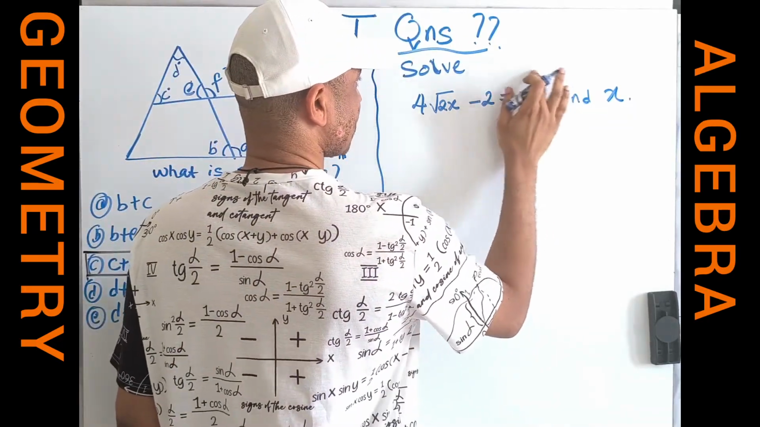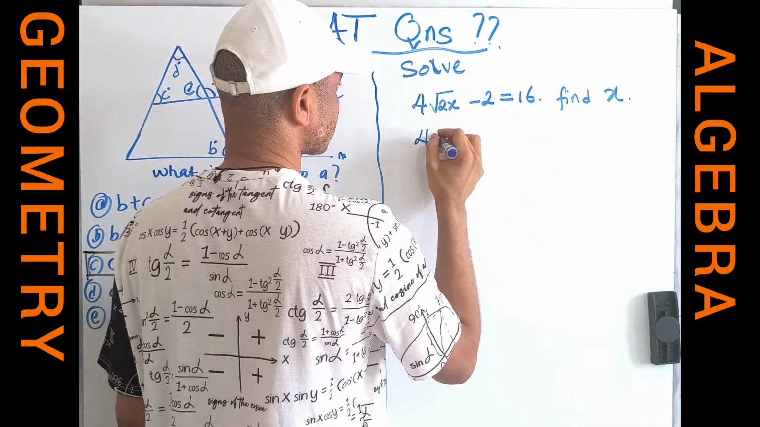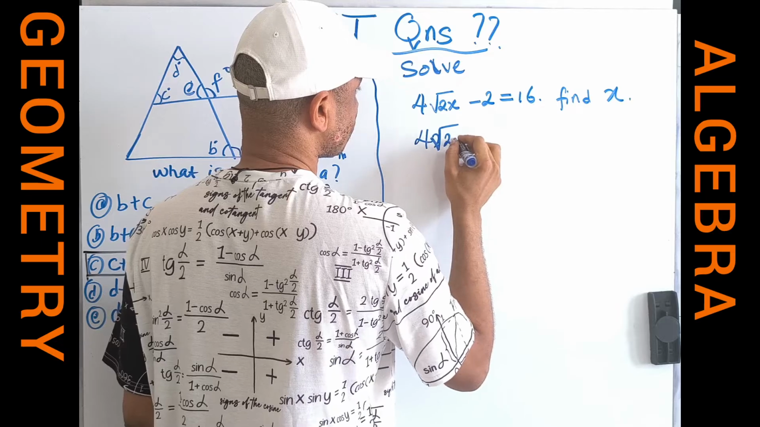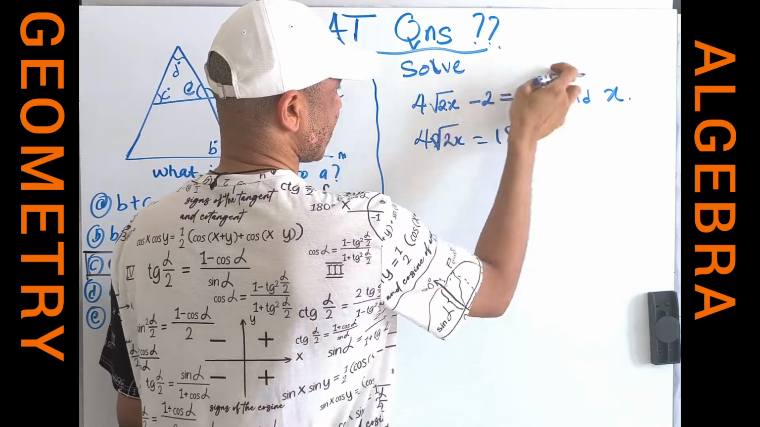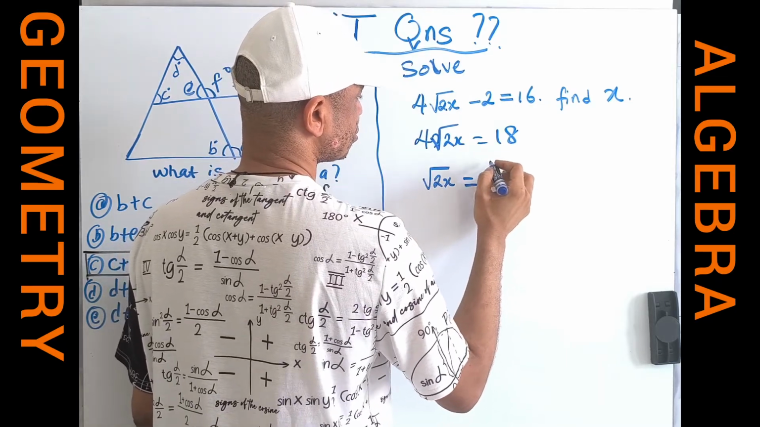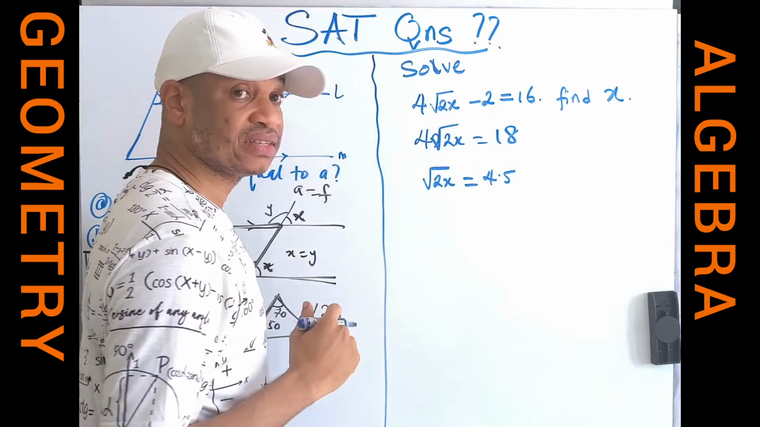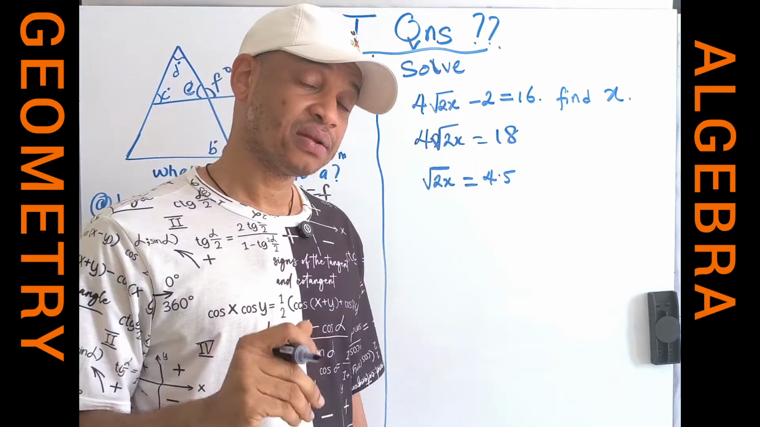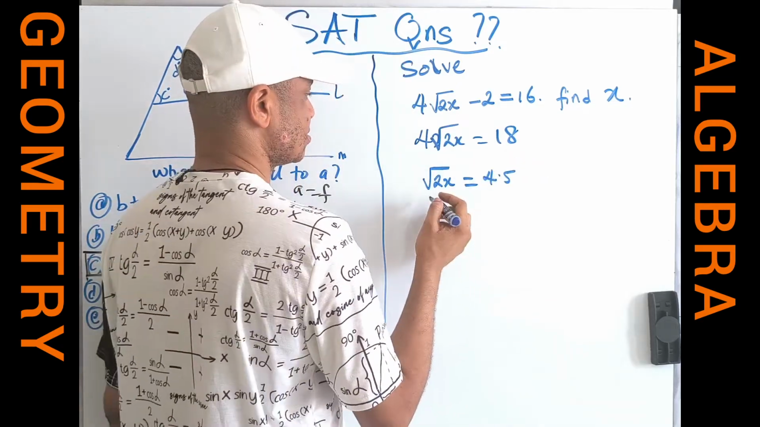First thing, I will move, or you can add 2, depends on how you understand. So 4 square root of 2x is equal to 18. If I add 2, then I divide. So square root of 2x is equal to 4.5. 18 divided by 2 is 9. 9 divided by 2 is 4.5. Now I can square both sides.